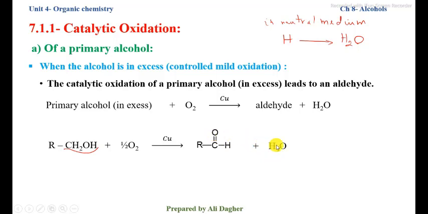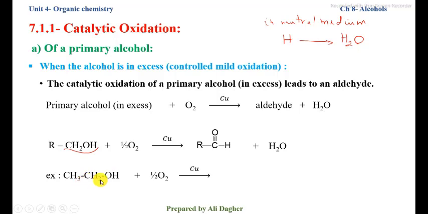Now we have 1 oxygen and 1 oxygen, 2 oxygen in the product. In the reactant we have 1 oxygen in the alcohol. We need 1 more oxygen, so we multiply O2 by half to have another oxygen atom, to have 2 oxygen atoms in the reactant. This is the balanced equation of the reaction.